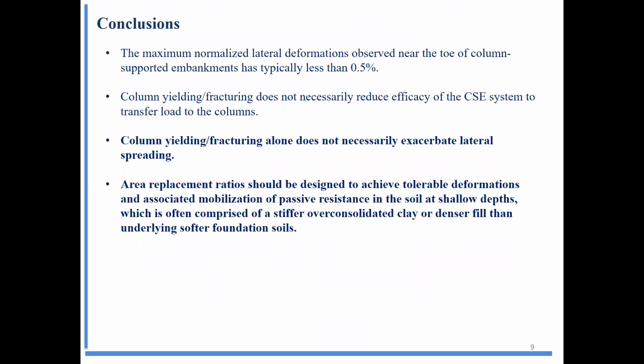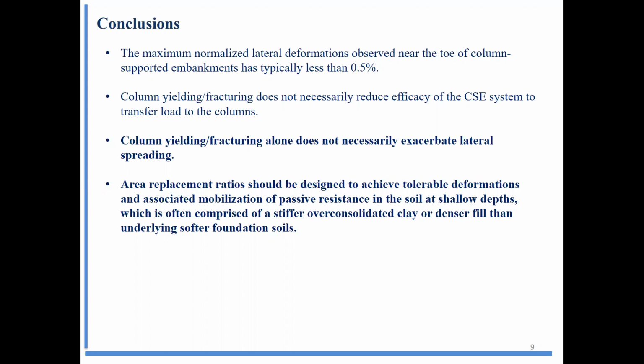So in closing, we studied the lateral spreading of column supported systems on fractured concrete elements, focusing on area replacement ratios typically utilized for these systems, okay, which also typically have maximum normalized deformations less than approximately 0.5% and agree well with our predictions and lend merit to our computed results, okay. We have demonstrated that column yielding and fracturing does not necessarily reduce the efficacy of the CSE system to transfer load to the columns, okay? Nor does it necessarily exacerbate lateral spreading, okay?